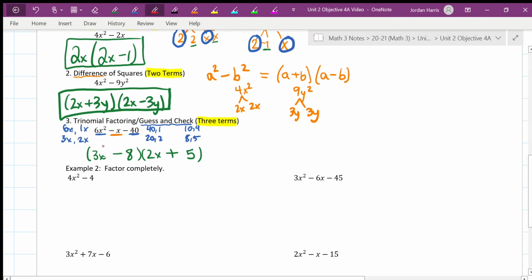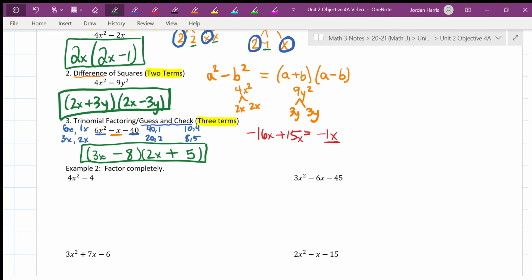So how we check is we multiply the 2 inside terms, so -8 and 2x make -16x, and the 2 outside terms, 3x and 5 make +15x. And those have to add up to that middle term. -16x plus 15x is -1x. It checks. So that is how we know that's correct. So you multiply the 2 inside terms and the 2 outside terms, and when you combine them, that should create your middle term. And so I have factored it. 3x minus 8, 2x plus 5.